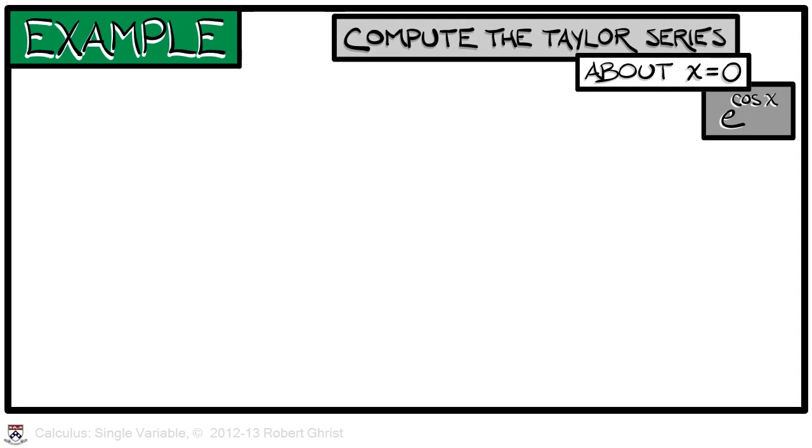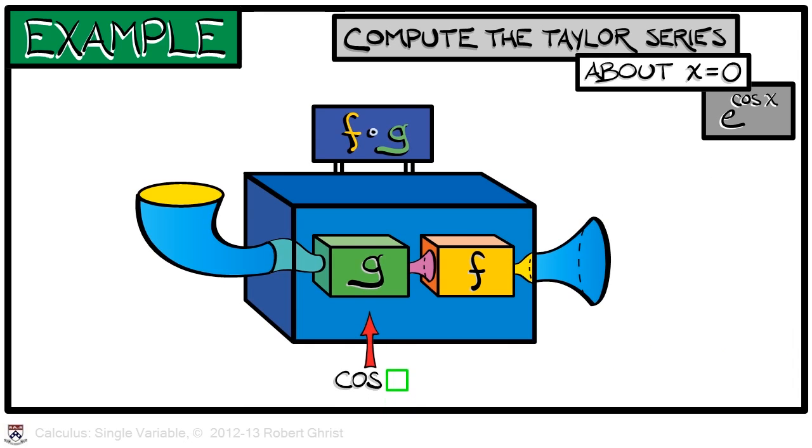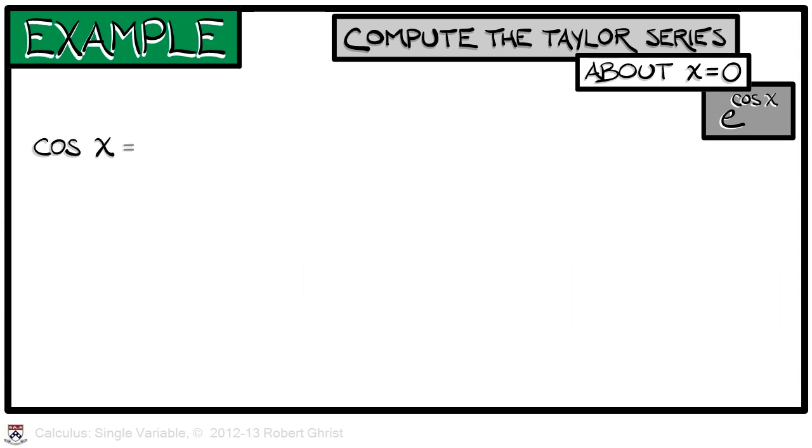Compute the Taylor series of e to the cosine of x about x equals 0. Well, e to the cosine x is a composition. What do you do first? First, you take the cosine of x. Then you exponentiate it. If we are to compute the Taylor series about x equals 0, then we must expand cosine about 0, but not e to the x. Cosine of x about 0 is very simple.